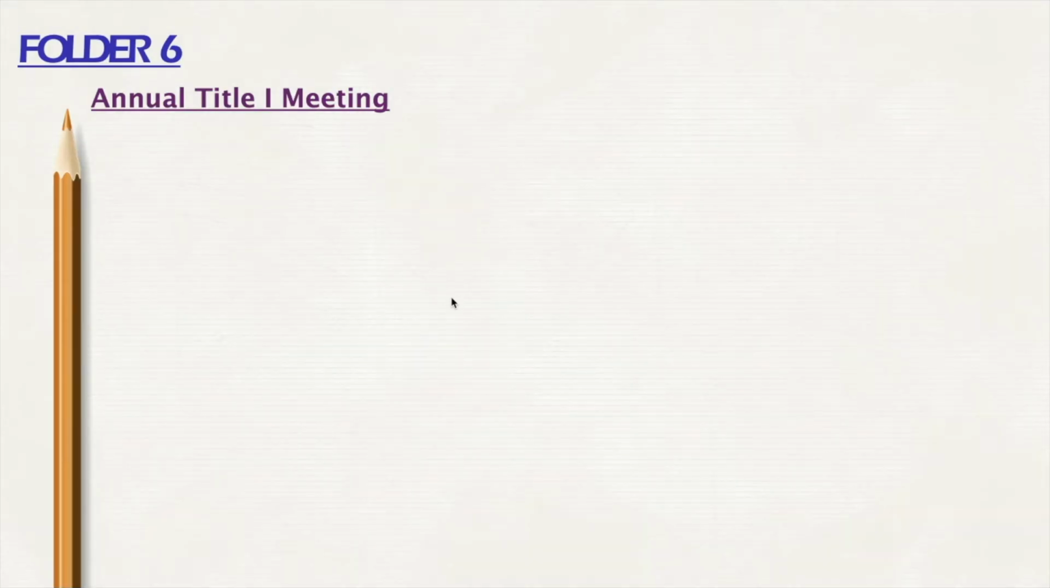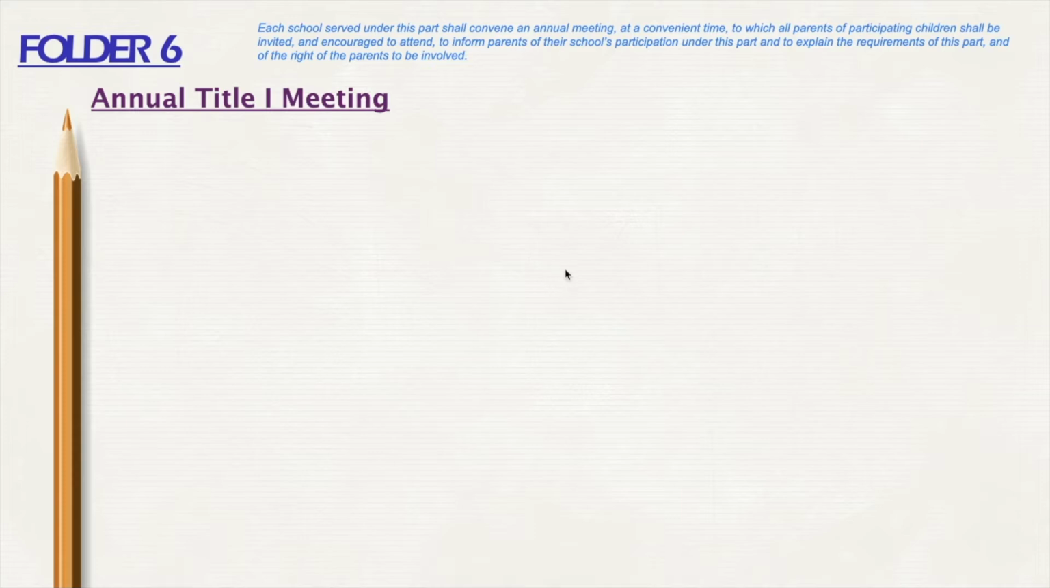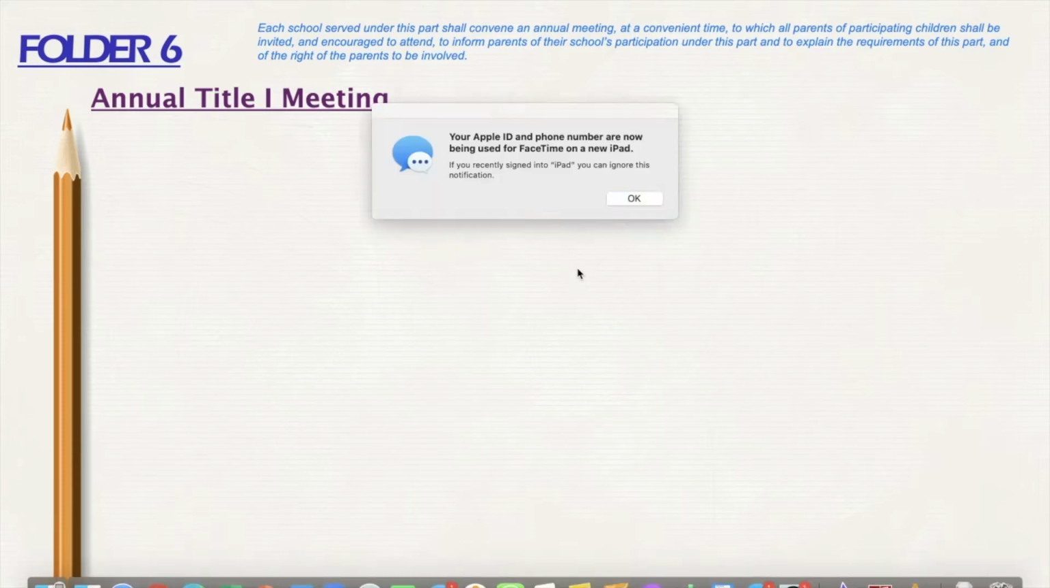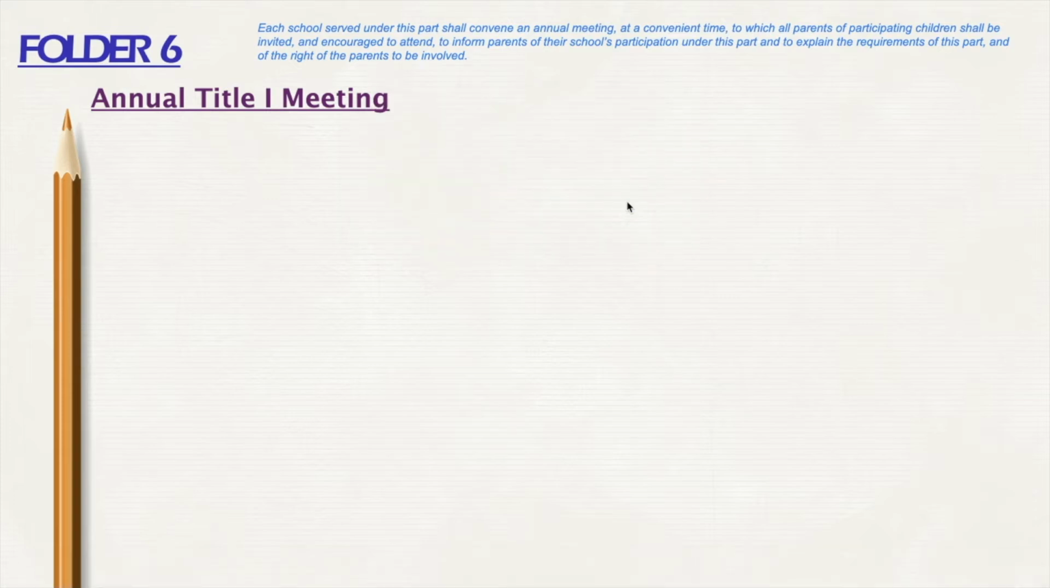Right, folder 6, annual Title I meeting. This is a requirement of federal law if you receive federal Title I funds, and this is what we have to do. Each school served under this part shall convene an annual meeting at a convenient time to which all parents of participating children shall be invited and encouraged to attend, to inform parents of their school's participation under this part and to explain the requirements of this part and the right of the parents to be involved.